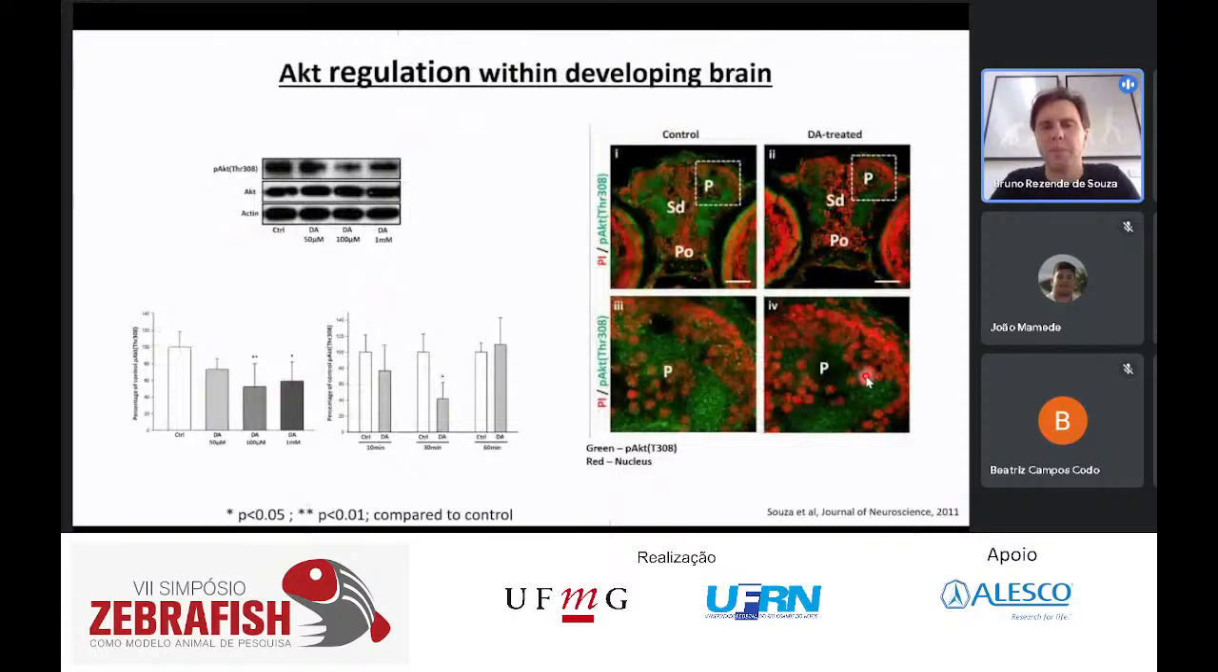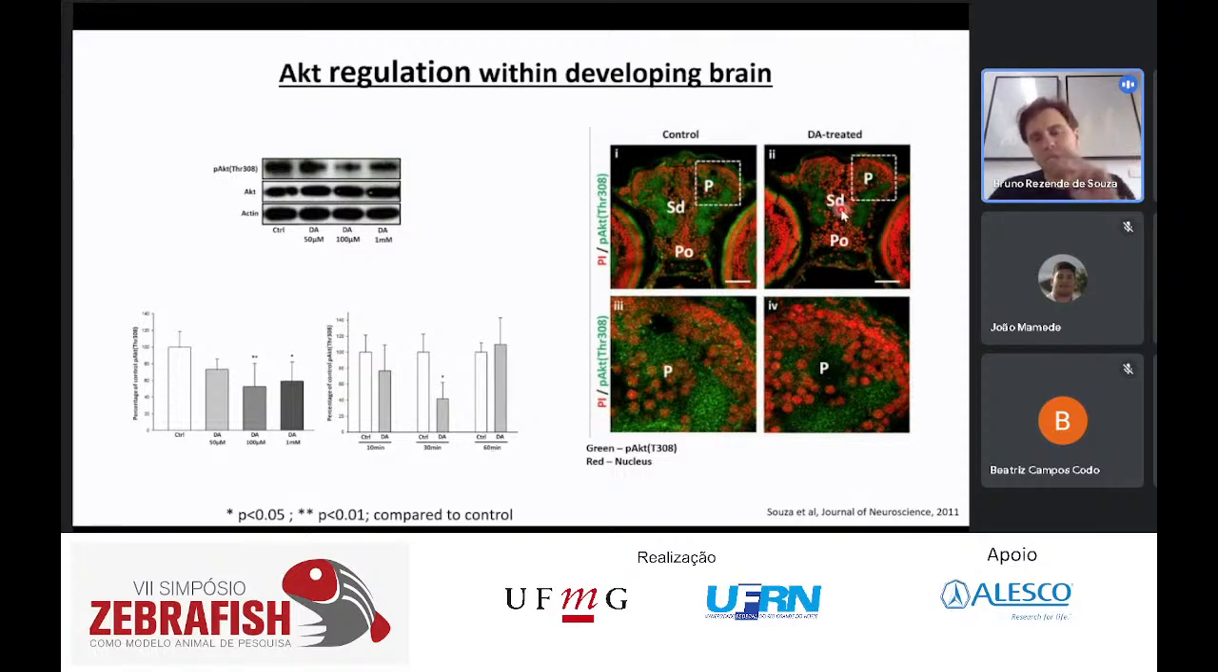So after that, we thought, what about AKT? To see if AKT is regulated by dopamine in the developing brain, we exposed the 5-day-old larvae to dopamine as well. And we can see here 100 micromolar worked really well. We can see the decrease of phosphorylation of AKT with dopamine happens after 30 minutes of exposure, not at 10 minutes, and at 60 minutes we don't see it as well. But when we expose with dopamine, we can see a decrease of phosphorylation in the pallium and subpallium as well.